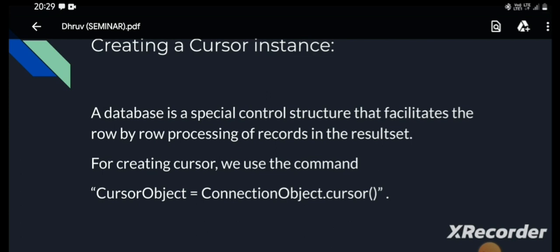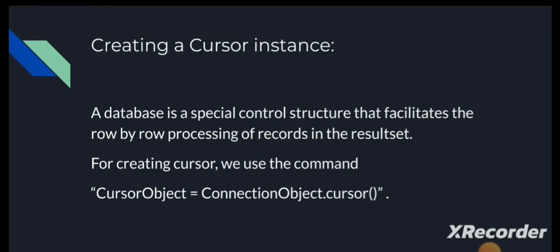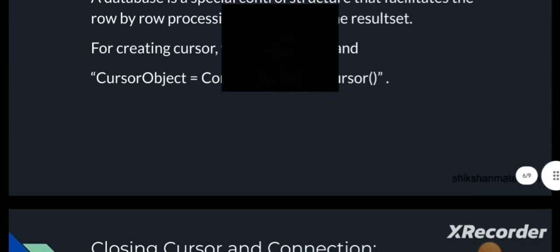Basically, it's saying the cursor instance, or you can say cursor, helps you in processing row by row records in the result set, right? When you apply any command or any query in SQL, the result arises in row by row processing, which is very important for making results, right? So for creating a cursor, we use the command cursor object = connection object.cursor().